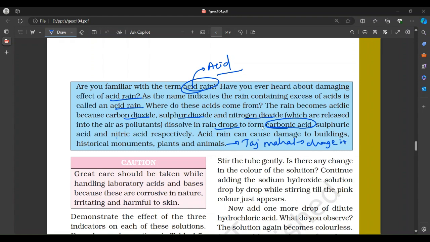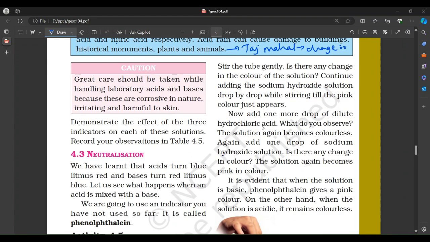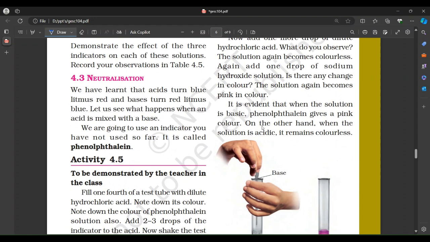Because of this only, because the reason is acid rain. Okay, so now let's understand about neutralization. What is neutralization? We have learned that acid turns blue litmus red, and bases turn red litmus blue. So let us see what happens when an acid is mixed with a base.